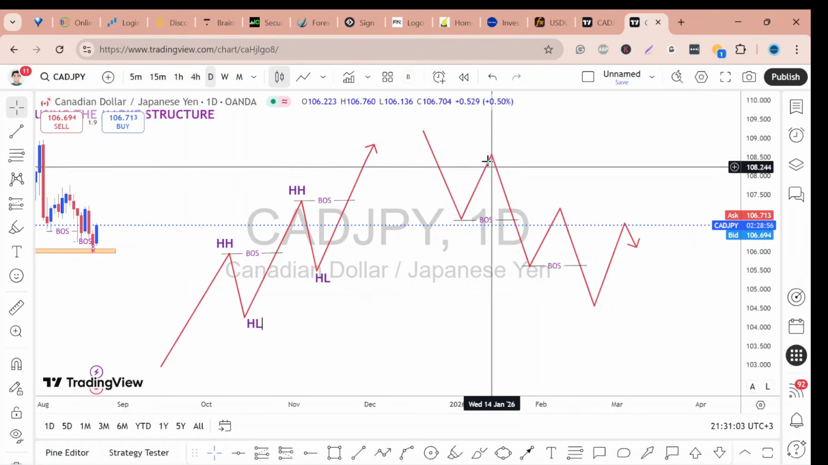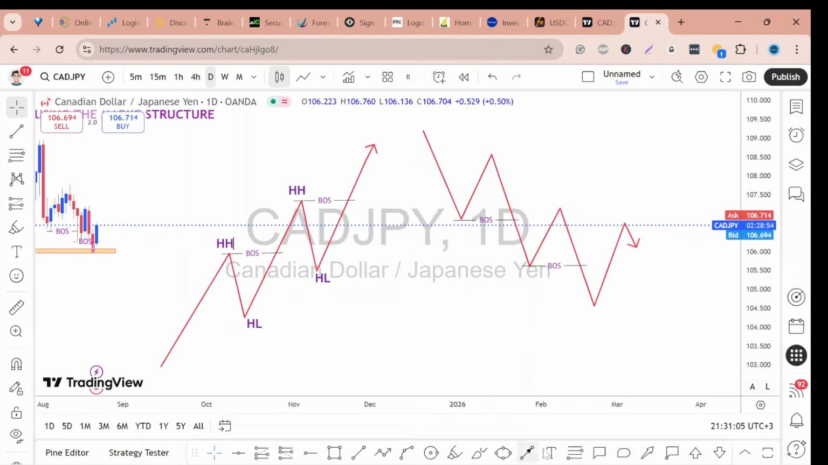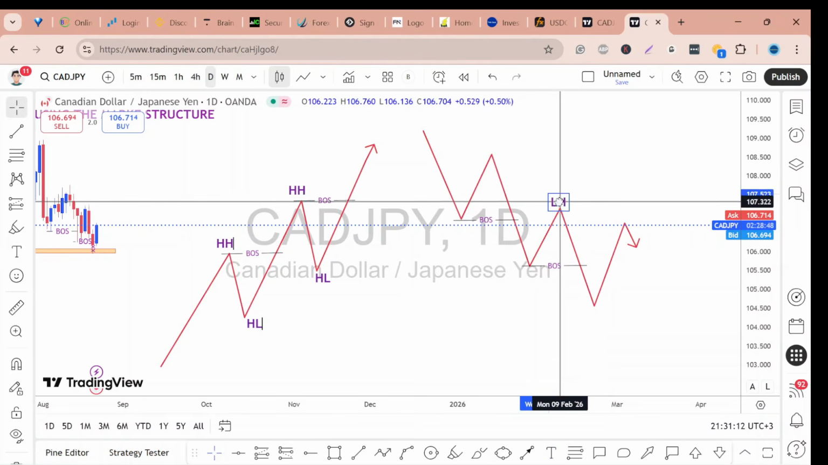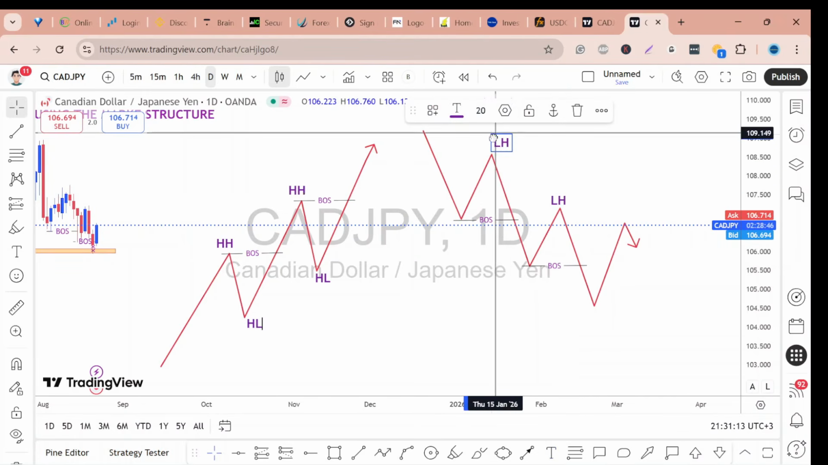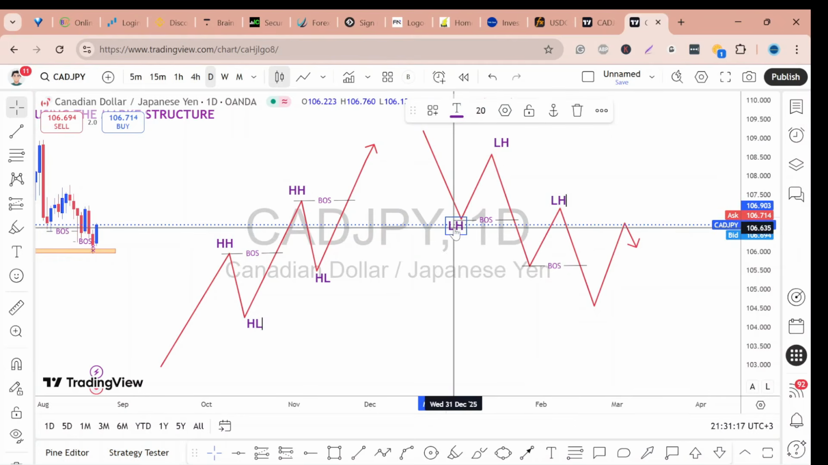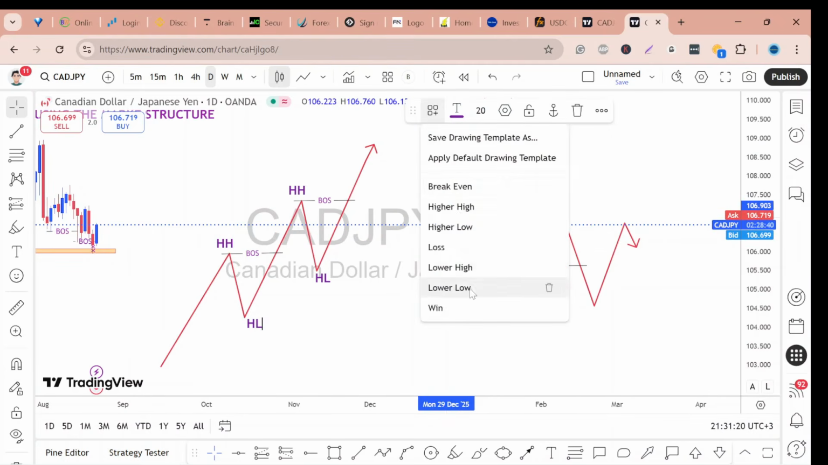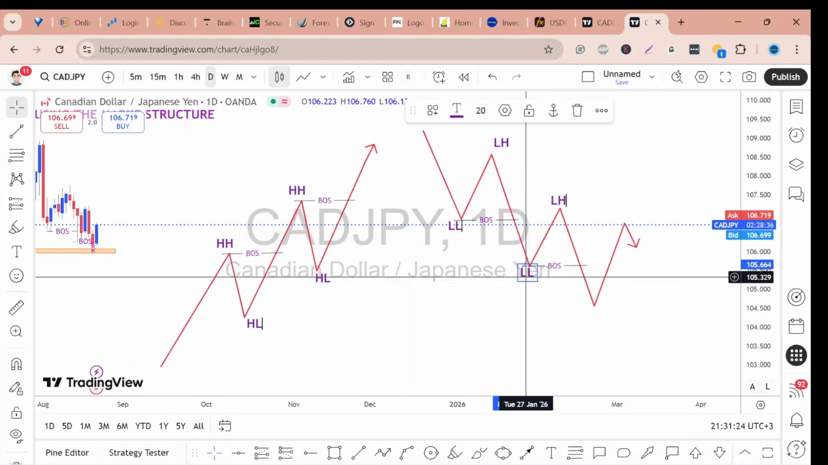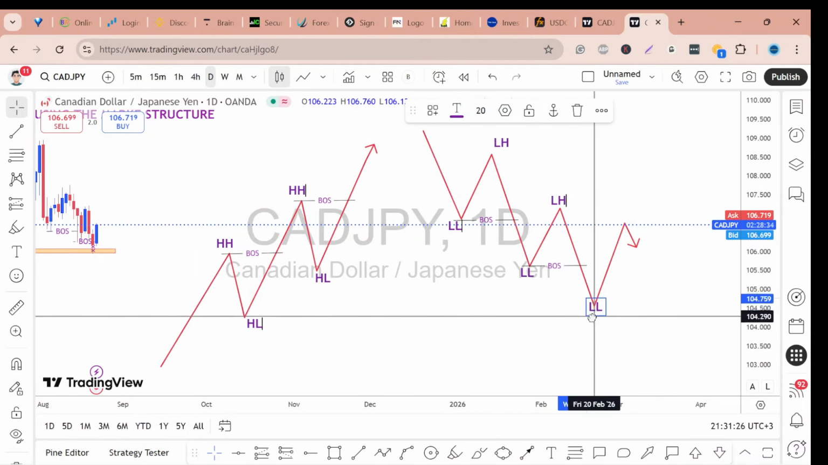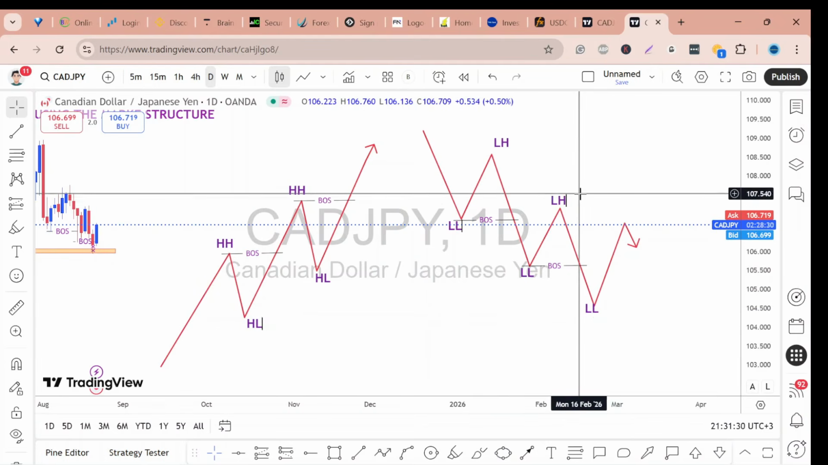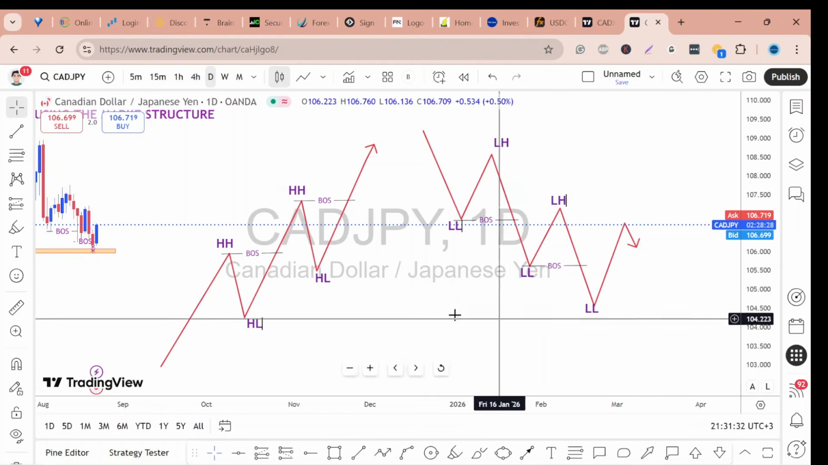So the market is now making what we call lower highs and lower lows, right? So these are lower highs, of course this is the first lower high. This is a lower low, this is the first low, but this one is another lower low, and this is another lower low. So in a downtrend the market is making lower lows and lower highs, at the same time breaking structure.